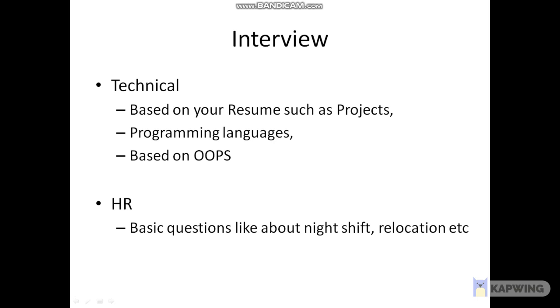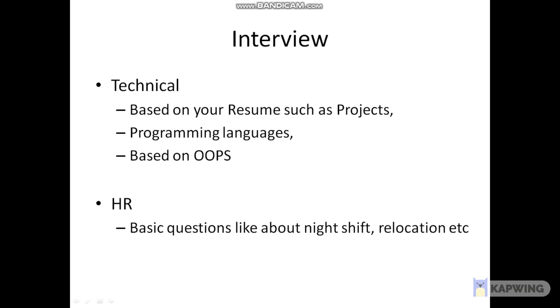So the HR person is going to ask you the basic questions like about yourself, the night shift, the relocation. If you get a night shift, will you be able to? Then they will be asking you some scenarios, where it will be very simple scenarios, like how you will be reacting. Such questions only will be asked in the HR.